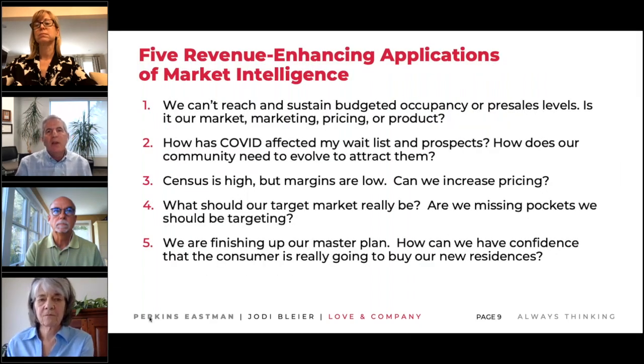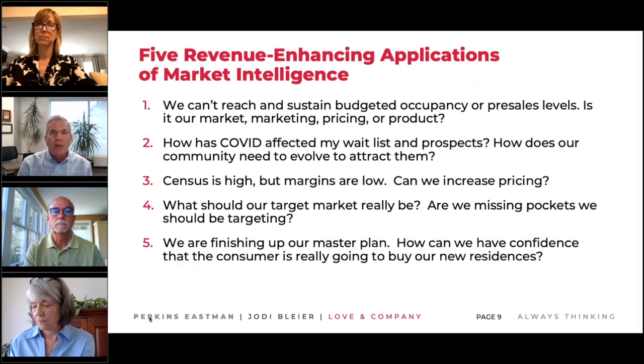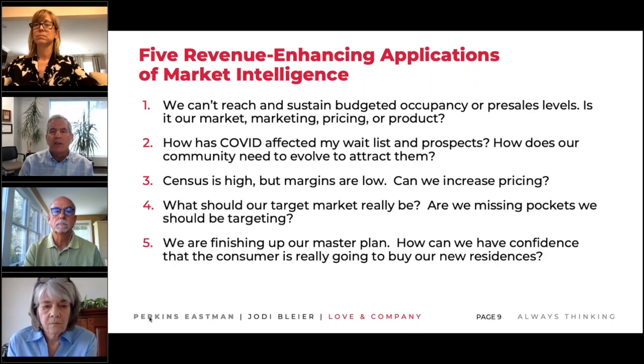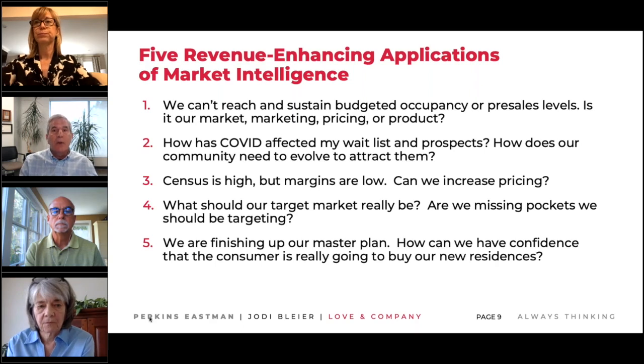Now, we worked together to narrow down to 5 of what we feel are the most typical types of challenges we get faced with. And that's where we're going to focus our time today. I won't read them verbatim to you, but topics like: we're not sustaining occupancy or not sustaining pre-sales. Why? COVID certainly is a major hot topic, and how is that affecting prospects, and how do we need to respond in our communities to meet prospects' current expectations? Number 3 is really kind of the opposite of number 1. Hey, census is great, but our margins are low. What can we do about that? How should we address it?